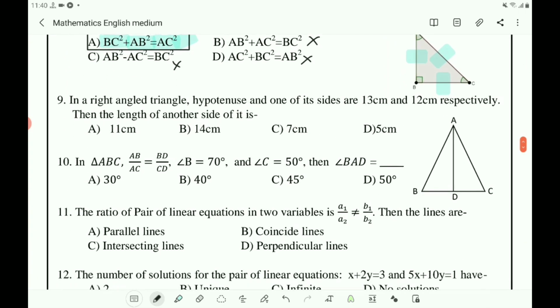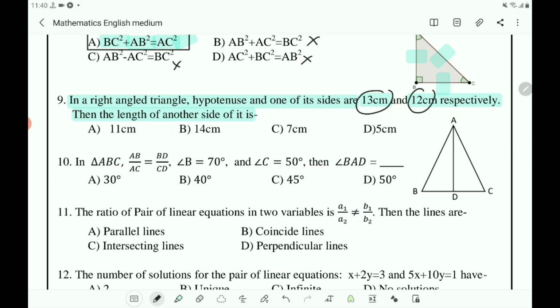Then you take question number 9. In a right angle triangle, hypotenuse and one of its sides are 13 cm and 12 cm respectively, then the length of another side of it is. Here what are given? Hypotenuse and one of its sides, 13 and 12, and the length of the other side.